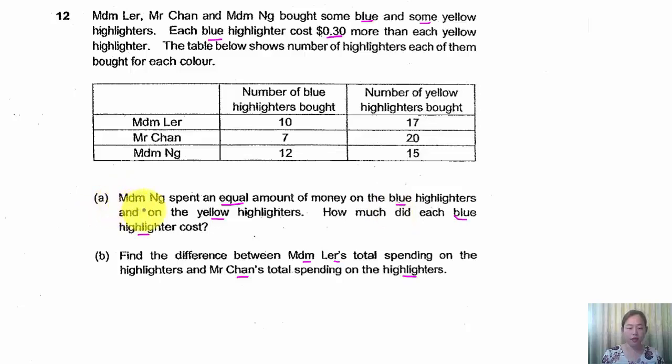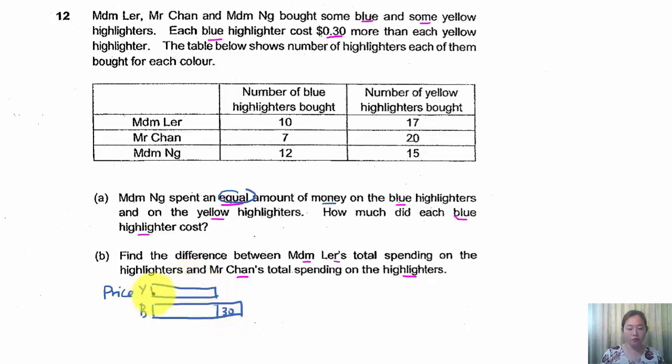To do part A, the important thing to take note of is this word equal. So an equal amount of money was spent. So for Madam Ng, let's look at the blue highlighter. For the blue highlighter, the price of the yellow is actually less than the price of the blue by 30 cents.